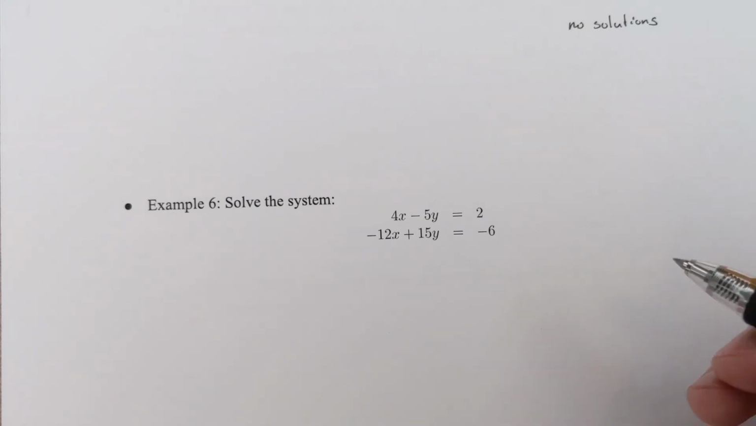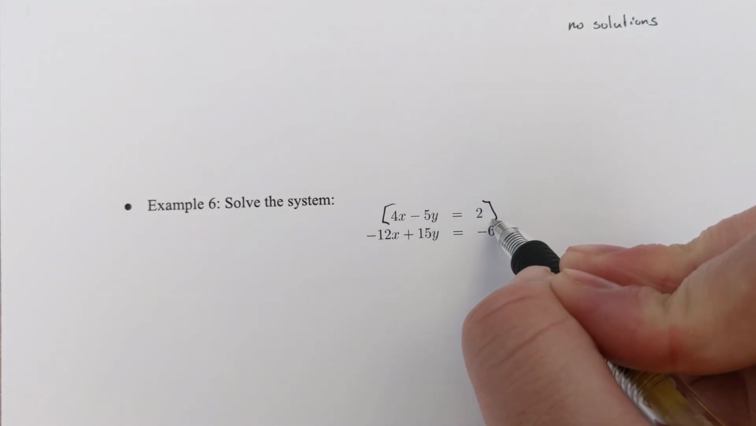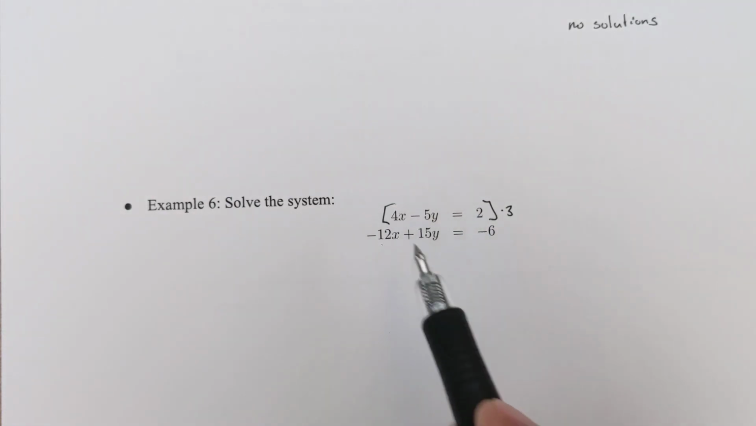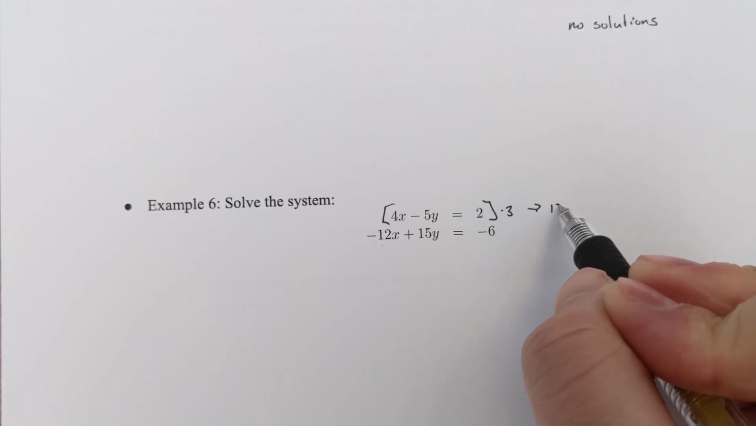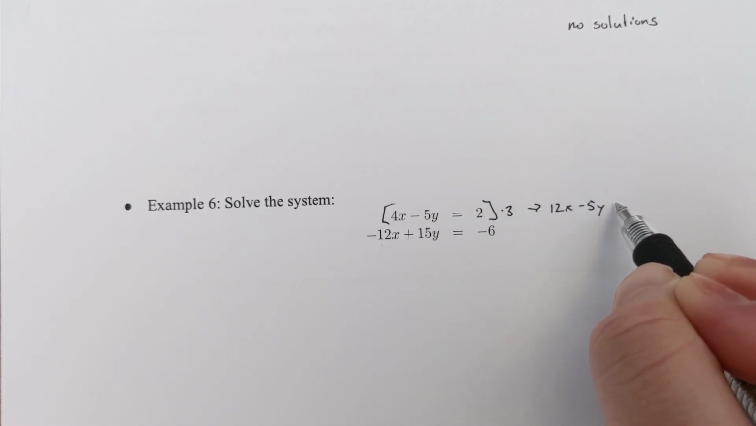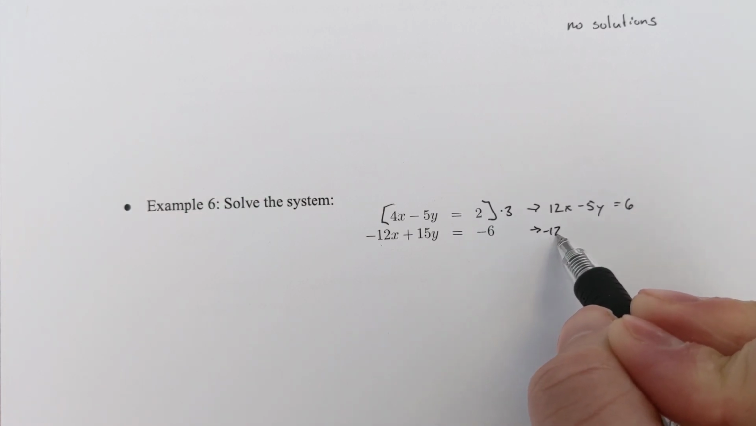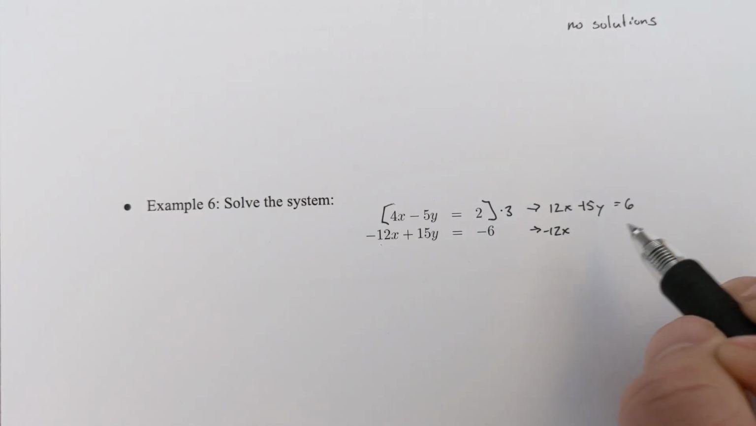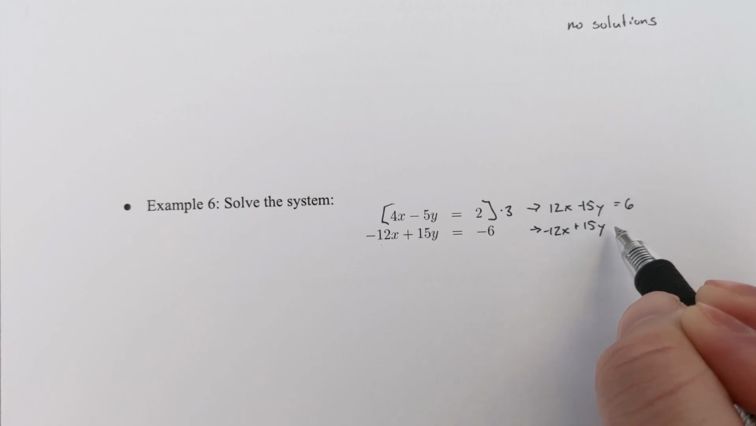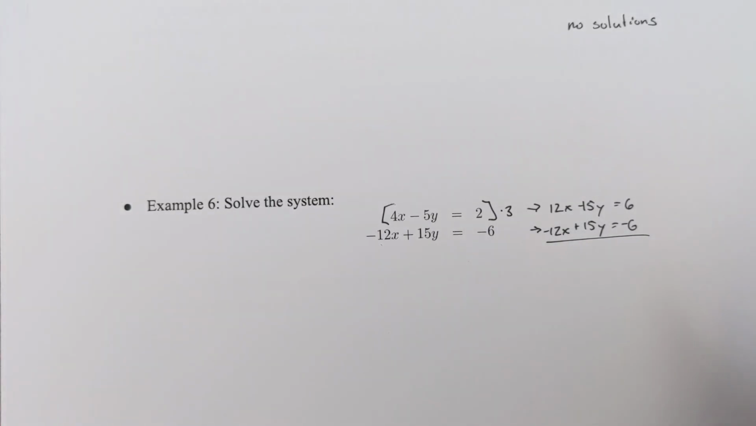All right, let's try this one. We'll multiply the top row by 3 to make the x's match. So 12x minus 5y equals 6. Bottom row, don't need to multiply. -12x, that should be minus 15. Plus 15y equals -6.